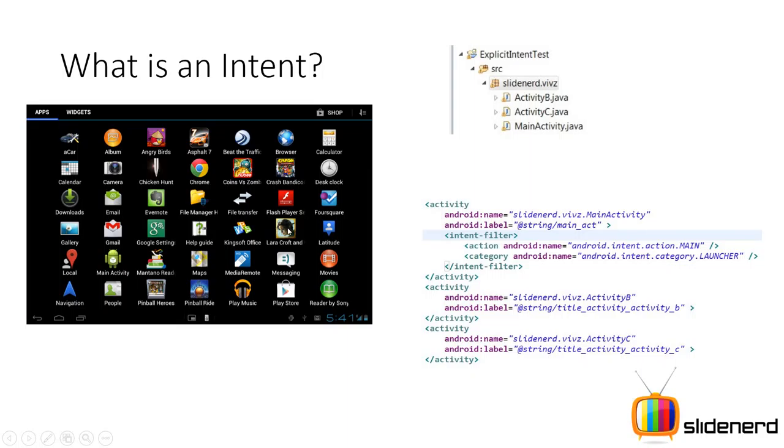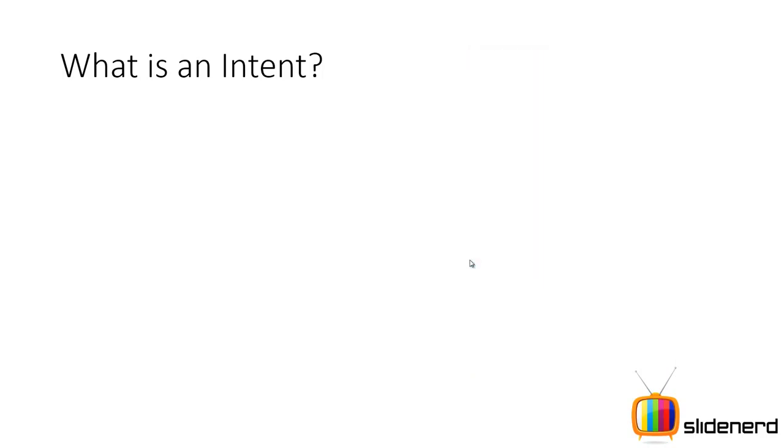So that is one of the other uses of an intent. You tell the system which activity should appear in the list of active apps installed on your system, right? So now let's take a practical use case and understand how explicit intents work.